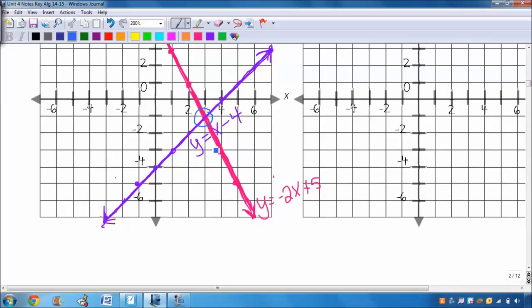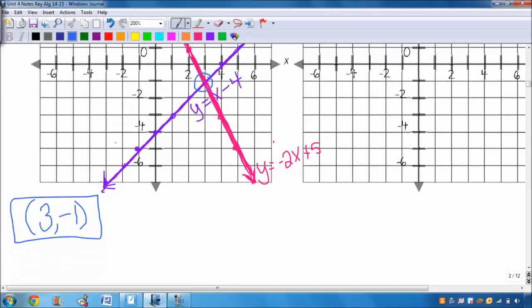So this solution is your answer to your system of equations. So your answer is 3, -1. Make sure you identify that this is the answer, because that's really all we care about. When it says to solve it, you got to get an answer. Now that we've done that, let's do our check.